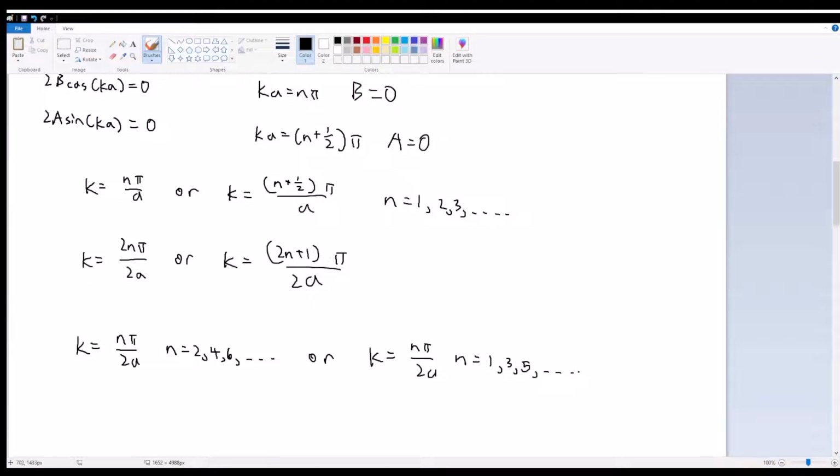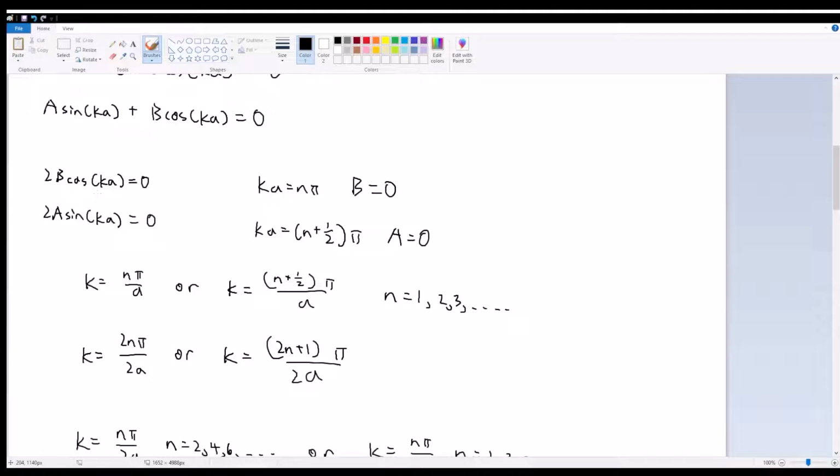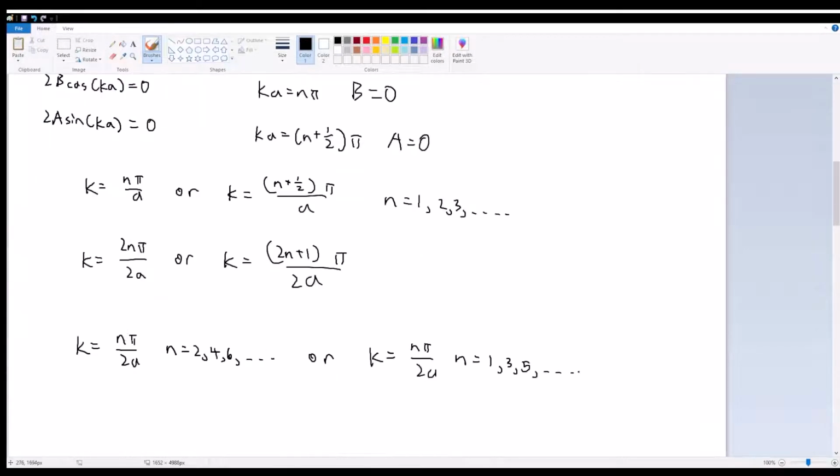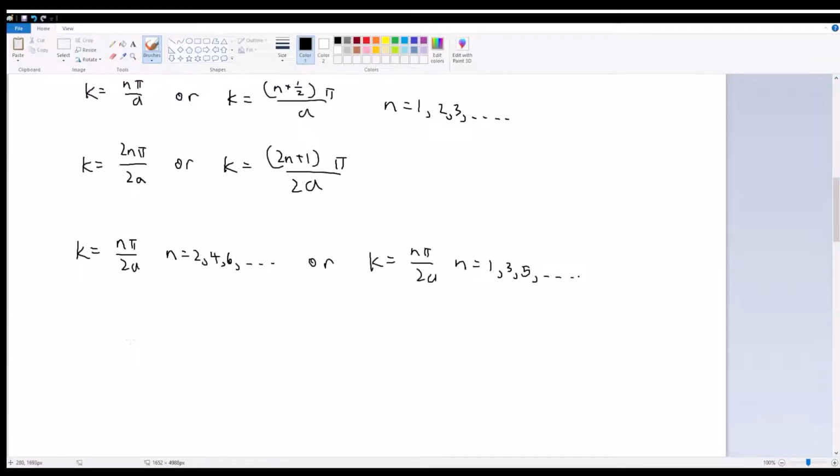So what we're seeing is that the two sets of solutions correspond to exactly half of the solutions. We have all of the even indexed solutions coming from the sine expression, and all of the odd indexed solutions coming from the cosine expression. So at this point, we have effectively gotten all the valid energies, because if we remember that k is equal to the square root of 2mE divided by h bar, then n pi over 2a is equal to the square root of 2mE over h bar.